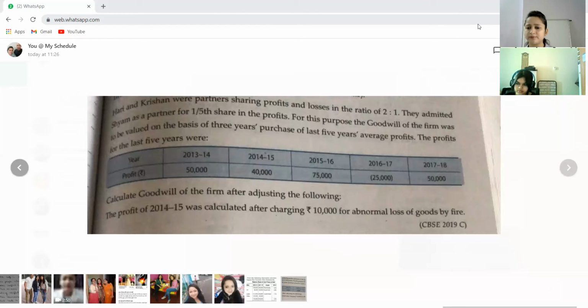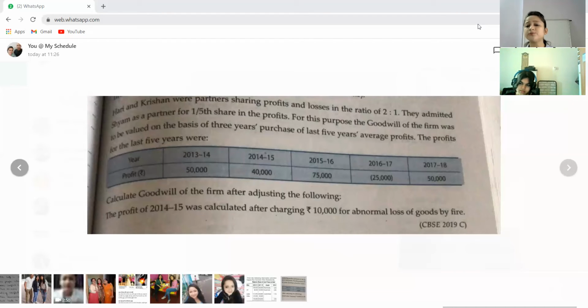Have you got my point? Yes. So this loss cannot be considered in the PL account. Abnormal loss cannot be recognized in the PL. If any loss is recorded in the PL, your profit will be decreased.